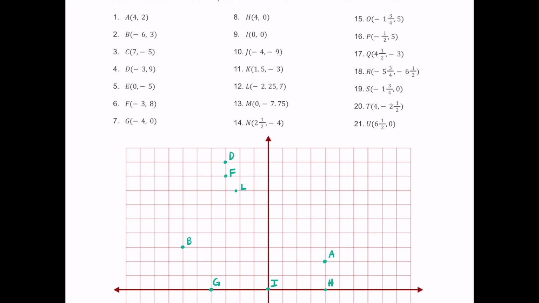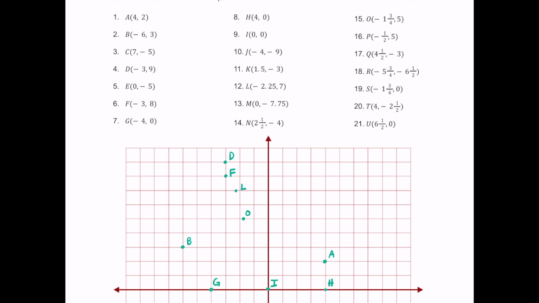For number 15, let's see, we have negative 1 3/4, comma 5, and this is O. So let's go over to the origin here. So we're moving 1 3/4 units to the left, so that's 1 unit, and then this is going to be 3/4 of a box, or 3/4 of a unit. And then we have to go up 5, so 1, 2, 3, 4, and 5. So we're going to go ahead and plot a point right over here. Again, make sure we have moved 1 3/4 box to the left and then 5 units up. So I'm going to call this point O.